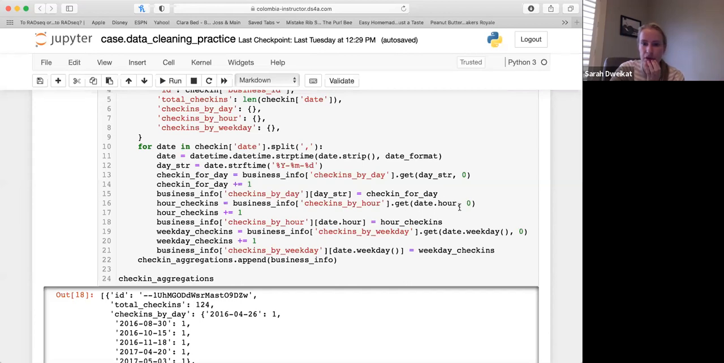Here we just pull the hour or return a 0. And then if there's more than one of the same hour, we're going to continue counting for the hour check-ins. And that's the same thing for the weekdays. We use the exact same code and we use date.weekday. This is a function that will use weekdays as 1 through 5, 1, 2, 3, 4, 5 for Monday, Tuesday, Wednesday, Thursday, Friday.